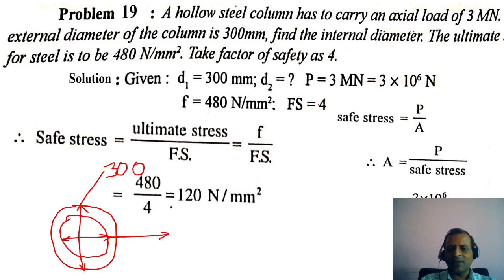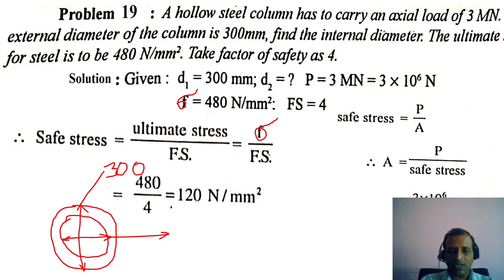Meanwhile he has given the ultimate stress. From the ultimate stress you need to calculate the safe stress, or working stress, or design stress. So all three are the same. You need to calculate that first with the help of factor of safety. The safe stress or working stress is given by ultimate stress divided by factor of safety. We are using sigma throughout our discussion, but in this book he used a small f for stress. Representation may vary, but the concept remains the same.